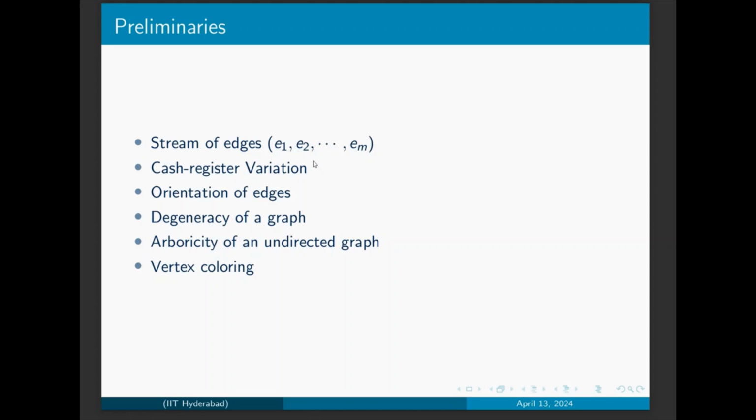But in the semi-streaming approach this is a difficult situation, so we have a set of preliminaries that define the basic tools for arriving at the result. We have a stream of edges coming in adversarial order, and we have a cash register variation where edges once added won't be removed, and we have orientation of edges, degeneracy of a graph, arboricity of an undirected graph, and vertex coloring, which I shall tell in brief.